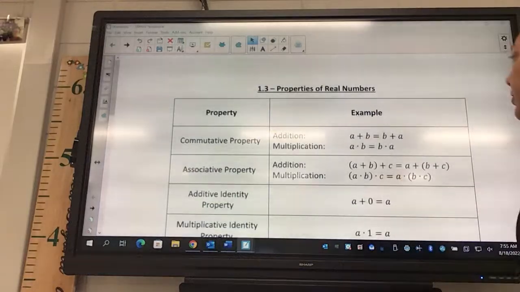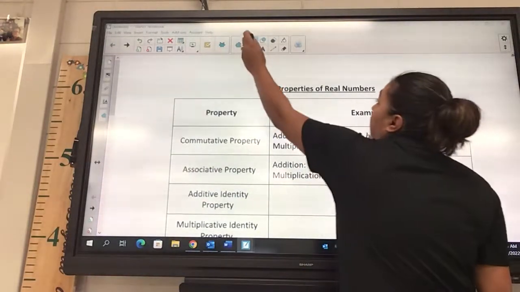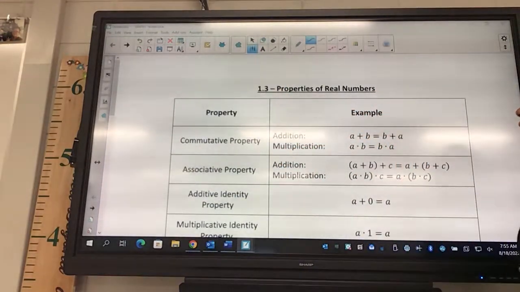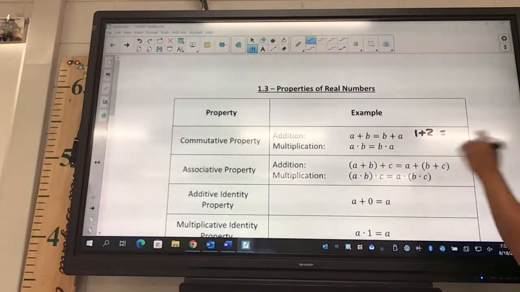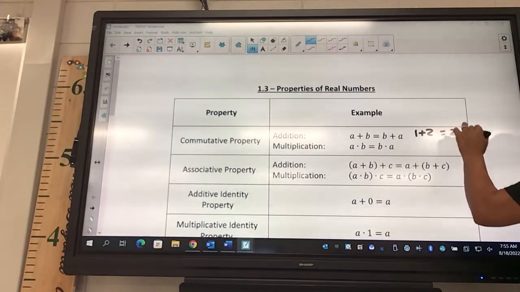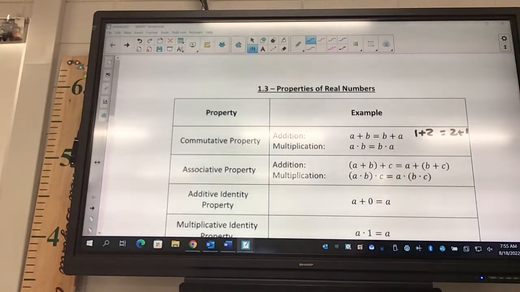is multiplication. And so if you look at this, if you had, what is 1 plus 2? 3. What about 2 plus 1? It's also 3. Okay, so it doesn't matter. All they did was flip the spot for the 1 and 2.